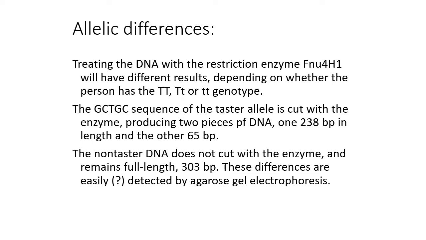So remember the sizes here. That's going to be important later. The big T produces a 238 base pair piece and a 65 base pair piece. The non-taster does not cut with the enzyme, so the PCR product remains full length even when the enzyme is present. And these are differences that you can see by agarose gel electrophoresis.